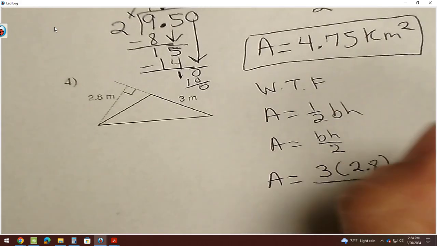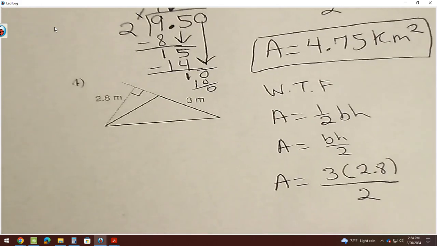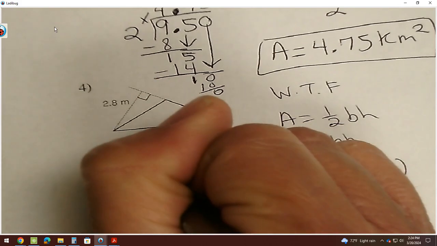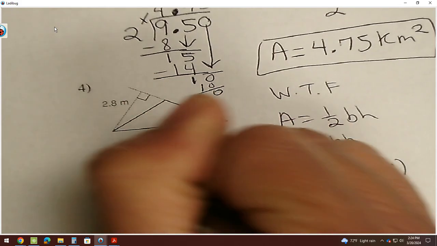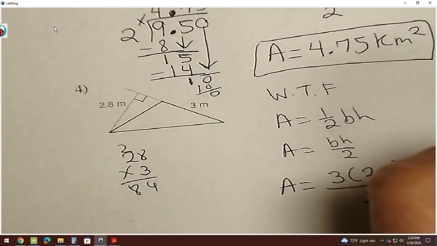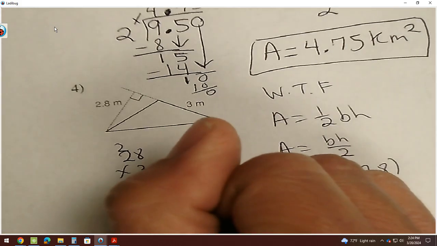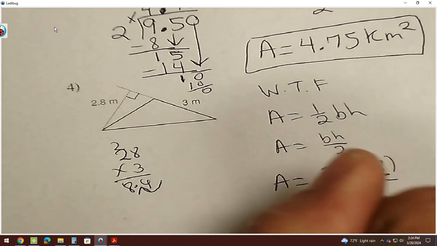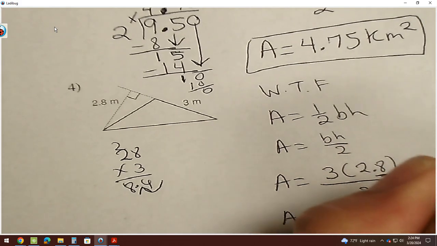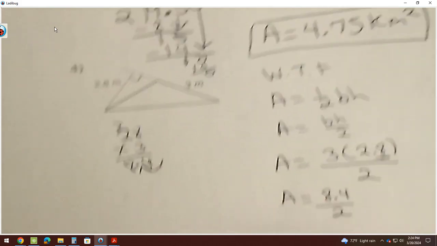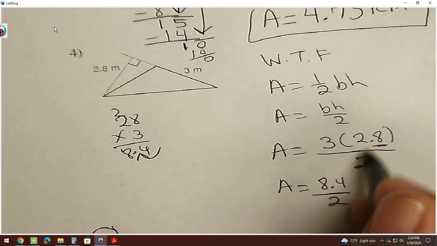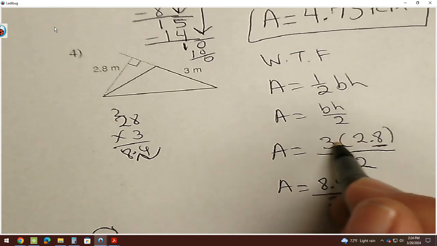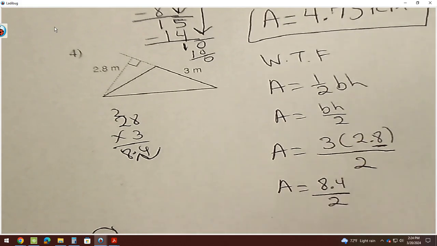Then don't forget, divide by 2. And then we start calculating. So 2.8 times 3, 28 times 3, that will be 84. But we have one decimal place, so I'm going to have to move one time back. So really it's 8.4. So the area is 8.4 divided by 2. We're not done. A lot of kids calculate and then they don't bring the divide by 2 and they put that as the answer. That's wrong. That's just the base times height. We still have to cut it in half.